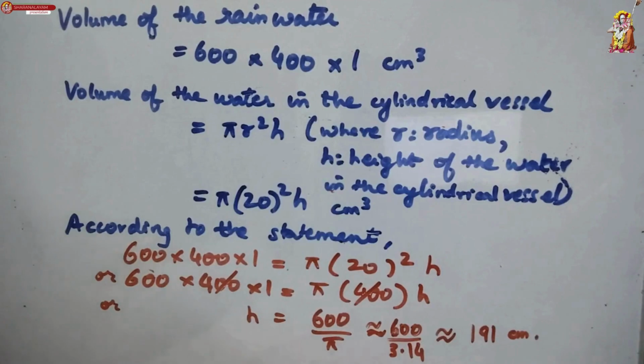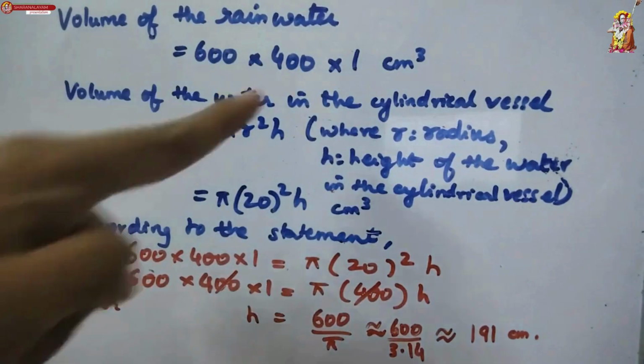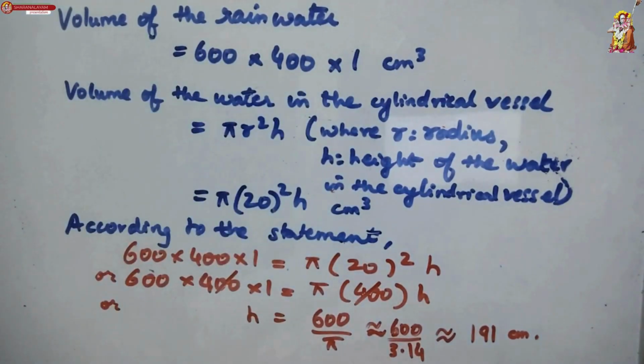So, now it says rainwater falls on a flat rectangular surface of length 6 meters and breadth 4 meters and the rainfall is 1 centimeter. So, using the formula volume equals length into breadth into height, we have 6 meters into 4 meters into 1 centimeter. But in order to make all the measurements in centimeters, we have converted 6 meters to 600 centimeters, 4 meters to 400 centimeters. 1 centimeter remains as it is. So, the volume of the rainwater will be 600 into 400 into 1 centimeter cube.